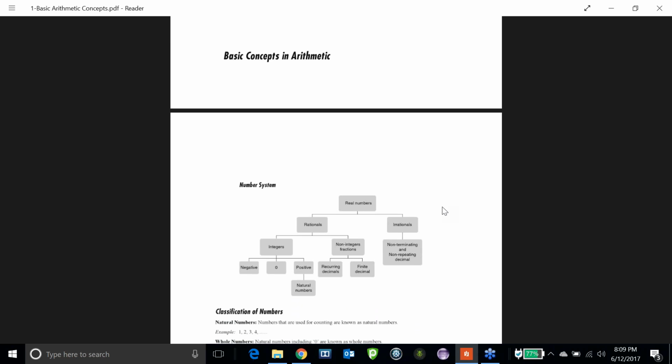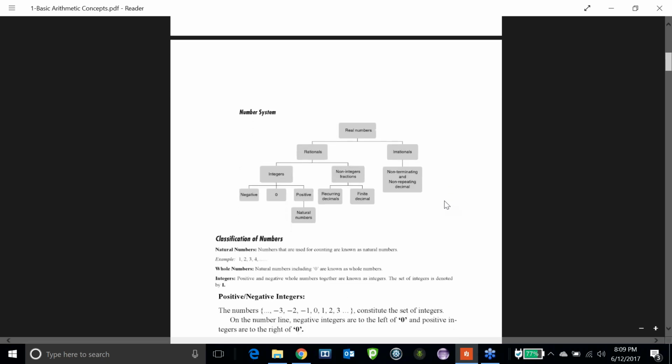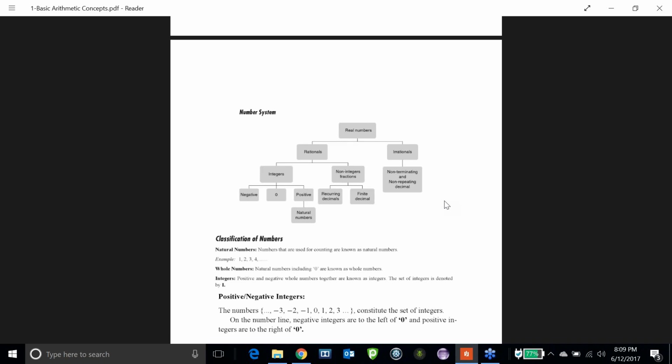Basically, we have real numbers, and all the real numbers are divided into rational numbers and irrational numbers. What are rational numbers? Rational numbers are integers and non-integer fractions. Let me start this way. First, what are natural numbers? Natural numbers are what we use for counting, like 1, 2, 3, 4, 5, 6, till infinity. Those are called natural numbers.